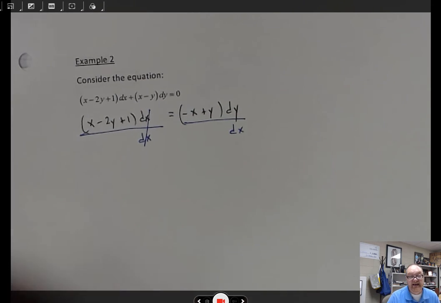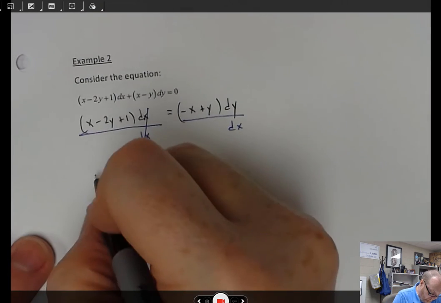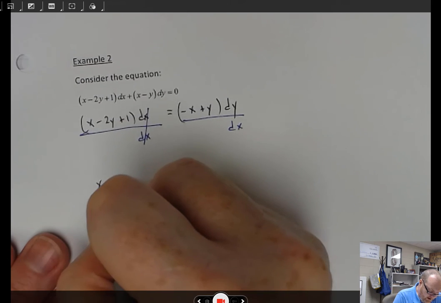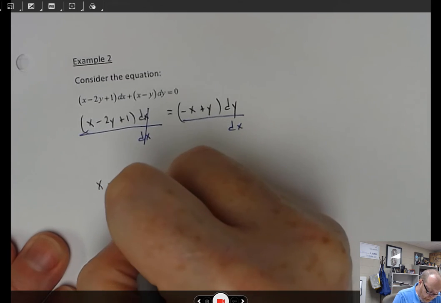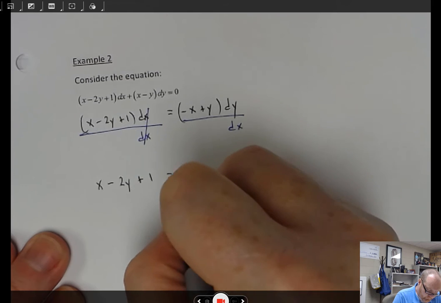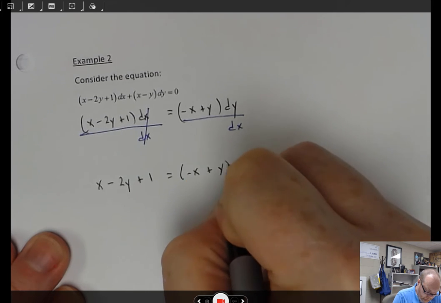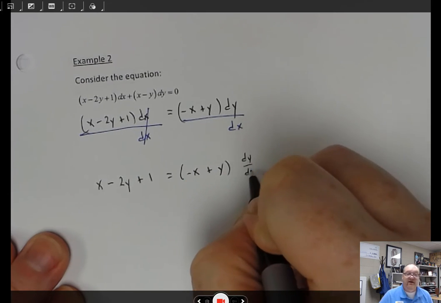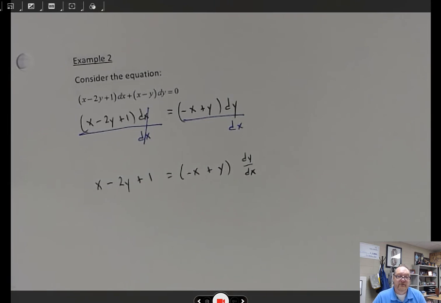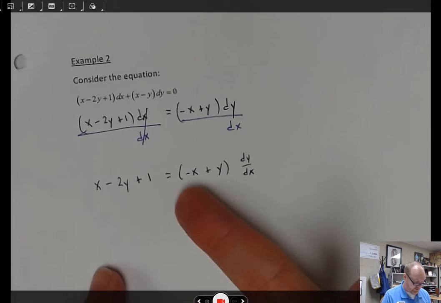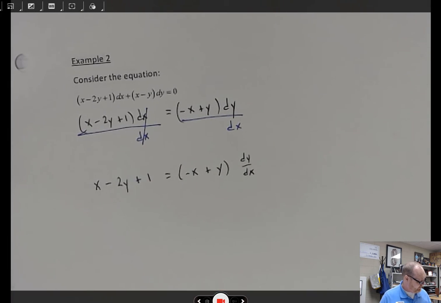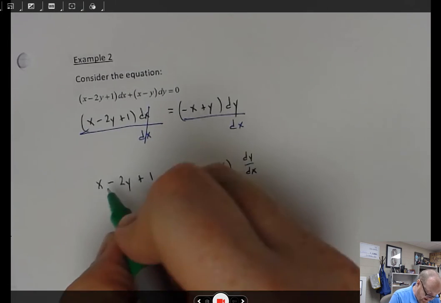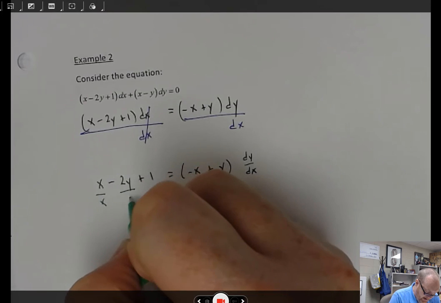The other piece, I've got to get a little bit more creative on, so let me just write out what's left. x minus 2y plus 1 equal to negative x plus y dy/dx. So just another little trick there. As long as I do it to everything, this one product over here and each term over here, then I'm good to go. So I'm needing y's over x's, right? So let me divide every single thing in here by an x.